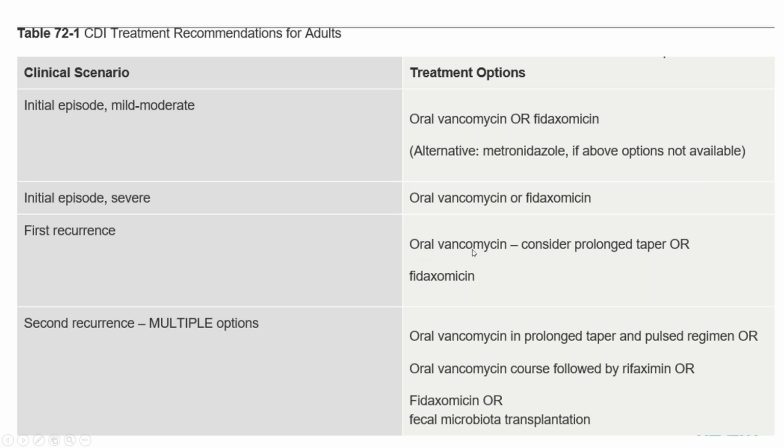For a first recurrence, you would do oral vancomycin and consider prolonged or taper, or fidaxomicin again. And then for a second recurrence, you have this whole regimen right down here. Okay.